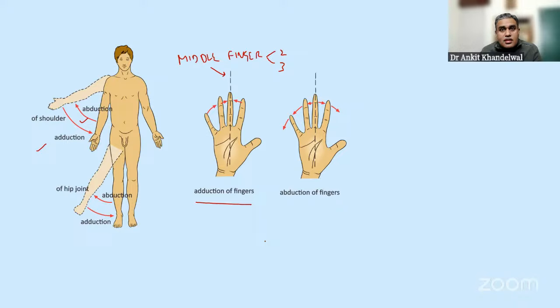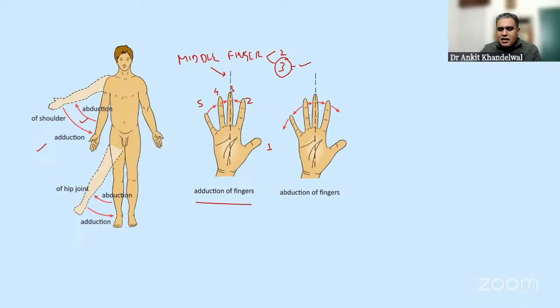Second or third. Okay, so always remember the counting starts from the thumb. Same goes for the toes of the foot also. The first finger is the thumb, the second finger is the index, the third finger is the middle finger, the fourth is the ring finger, and the fifth is the little finger. So the answer will be the third finger over here.